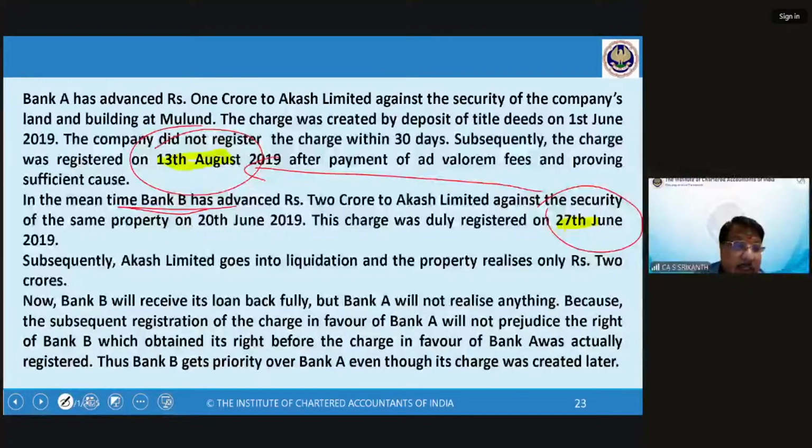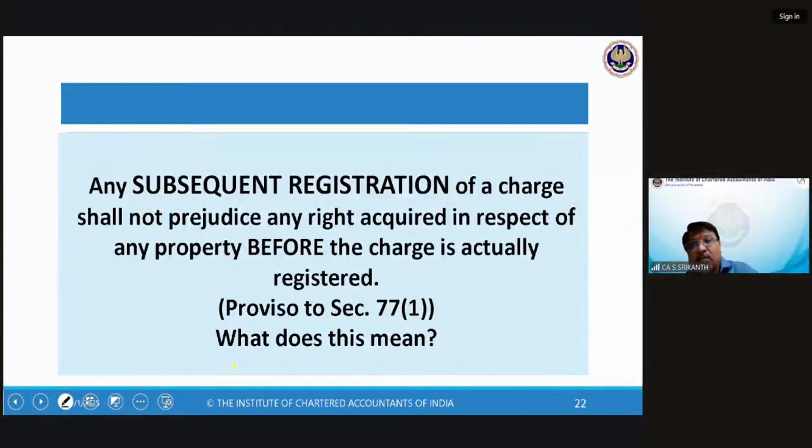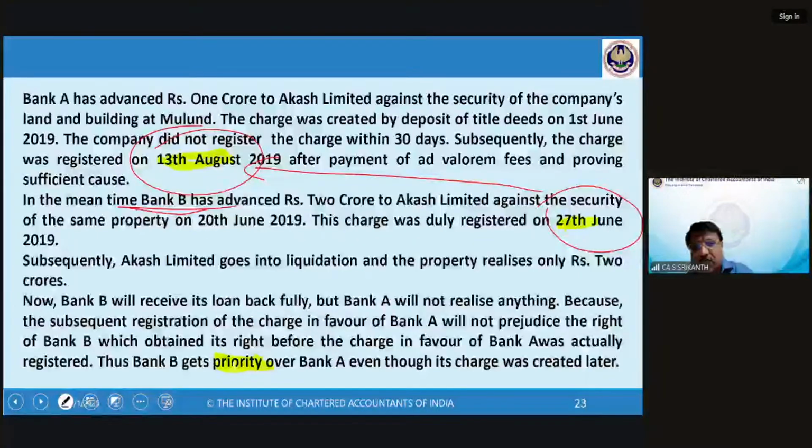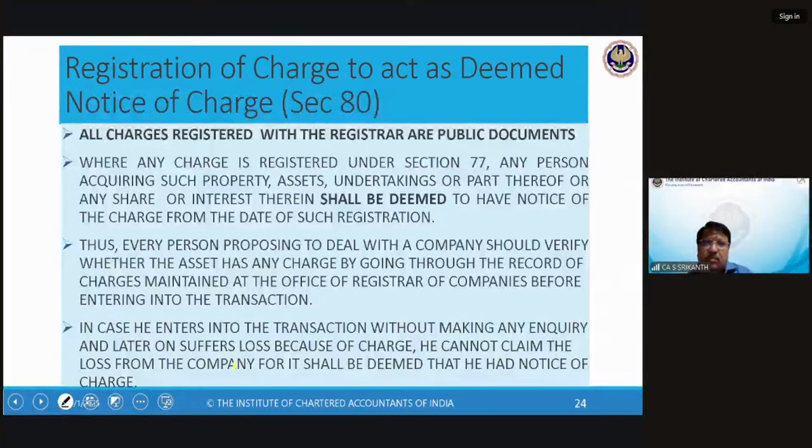The subsequent registration of the charge in favor of bank A will not prejudice the right of bank B, which obtained its right before the charge in favor of bank A was actually registered. Thus, bank B gets priority. This is a very important word. A secured creditor has two things. One, security, another, priority. Now, security is regained by belated registration. Priority may or may not be there, depending on whether another charge was registered before this charge was registered.